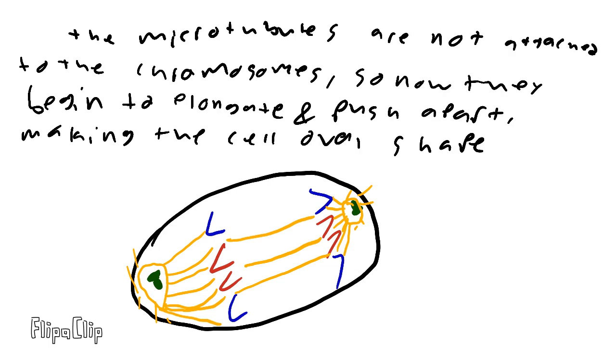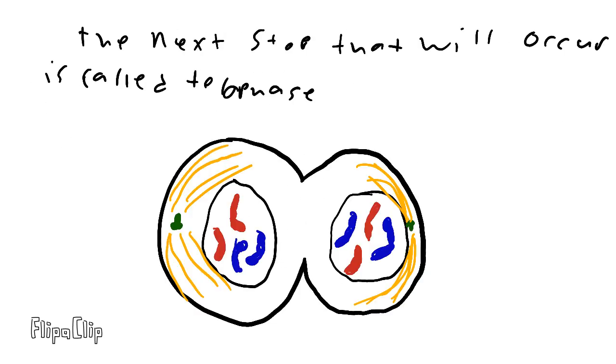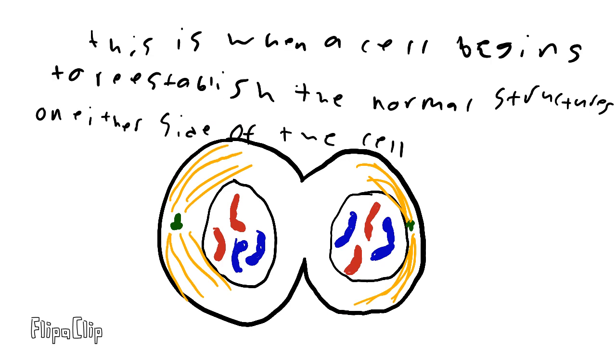The microtubules are now not attached to the chromosomes, so they begin to elongate and push apart, making the cell an oval shape. The process is driven by motor proteins, which are like machines that can walk across microtubules and carry their cargo. The cell is now almost done dividing. The next step that will occur is called telophase. This is when the cell begins to re-establish the normal structures on either side of the cell.